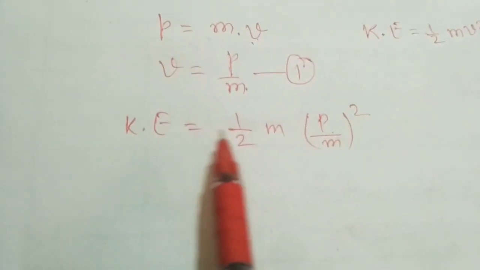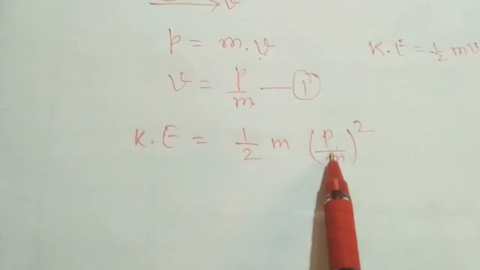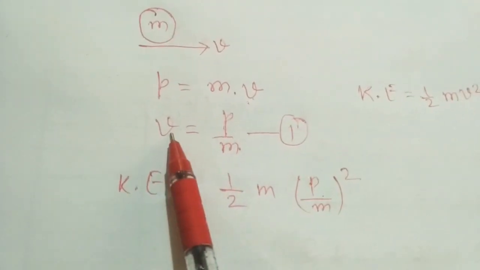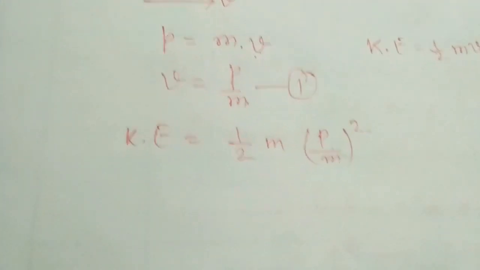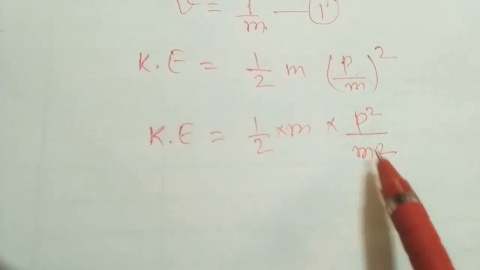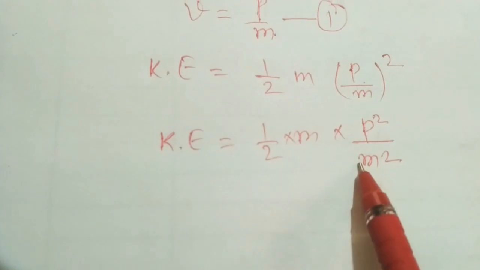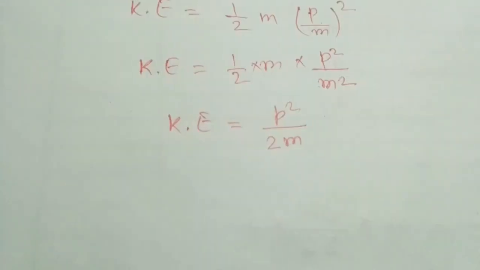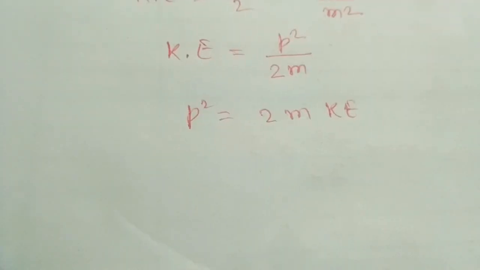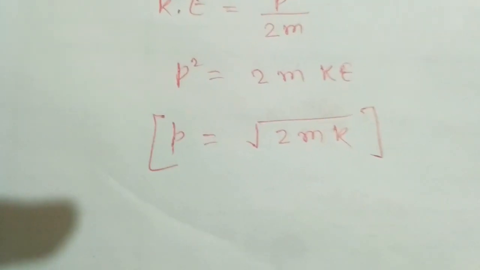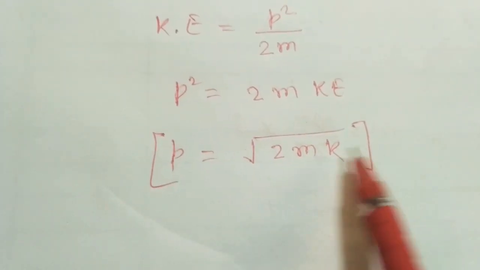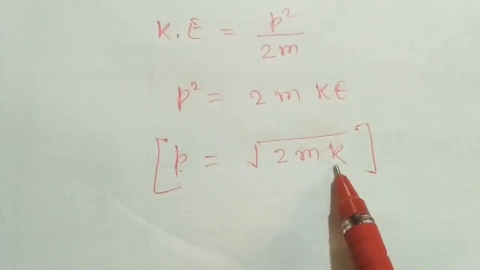See here, the kinetic energy is equal to 1 by 2, half m v square. Here it was v square, and instead of v square, I'm writing p by m whole square. So kinetic energy is equal to half m p square upon m square. One m will be cancelled here. So what remains? K is equal to p square upon 2m, or p square is equal to 2m KE, or finally you get the momentum p is equal to under root 2mK. This is the relation between the momentum and the kinetic energy.